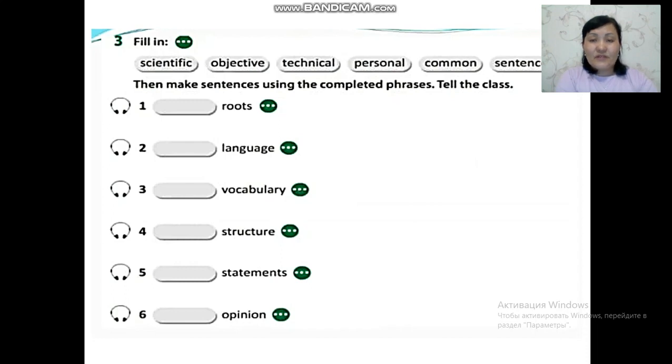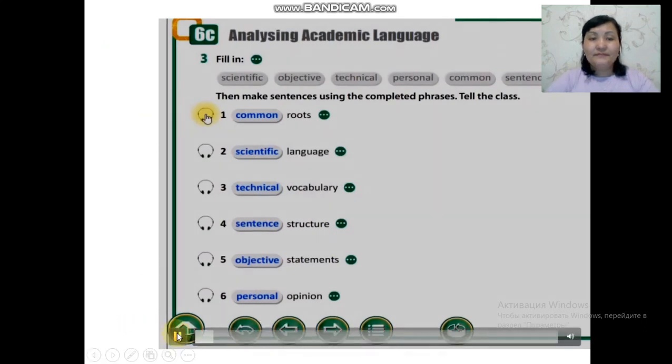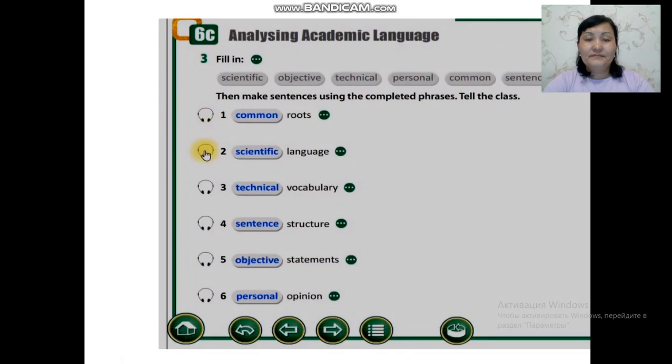Now I'll give you possible answers. Common roots. Scientific language. Technical vocabulary. Sentence structure. Objective statements. Personal opinion. Now that is all. Common roots, scientific language, technical vocabulary, sentence structure, objective statements, personal opinion. Now let's make up sentences using these phrases.